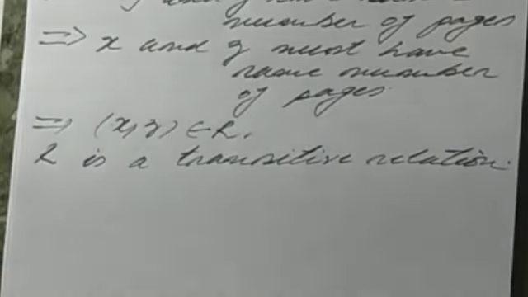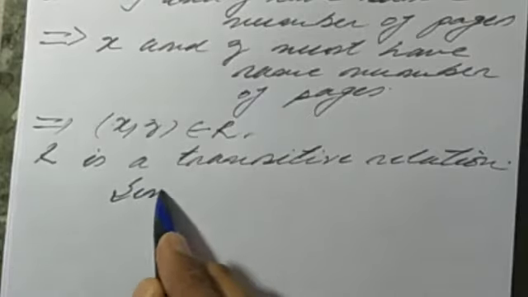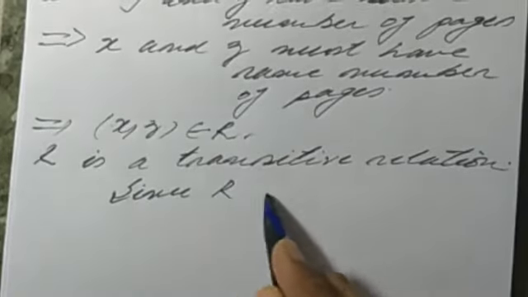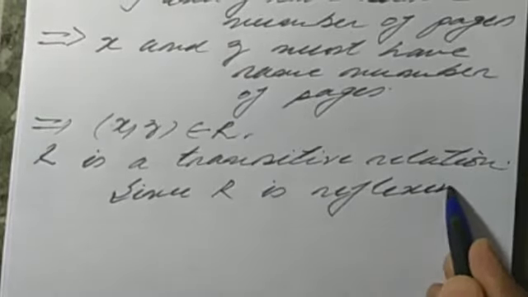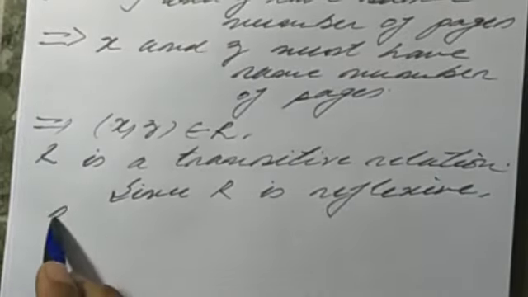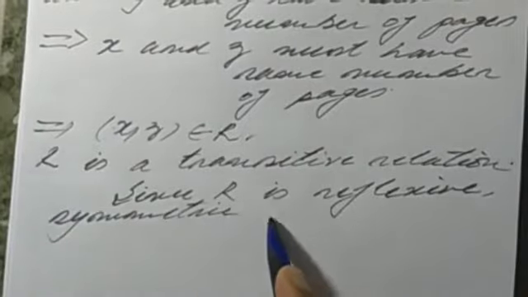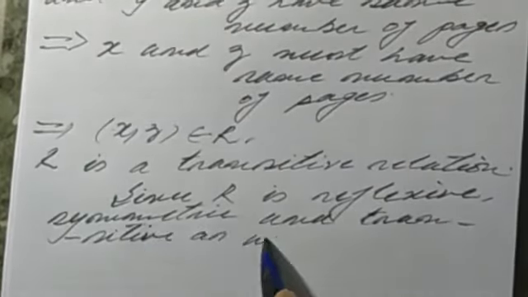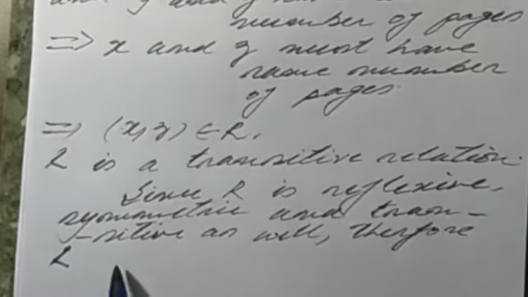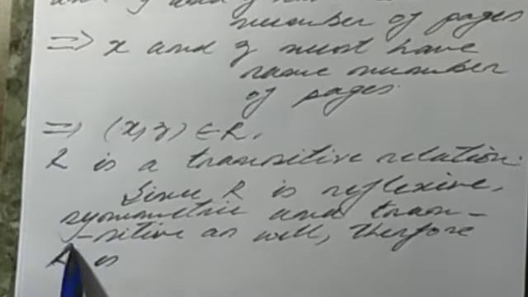So we may conclude that since R is reflexive, symmetric, and transitive as well, therefore R is an equivalence relation.